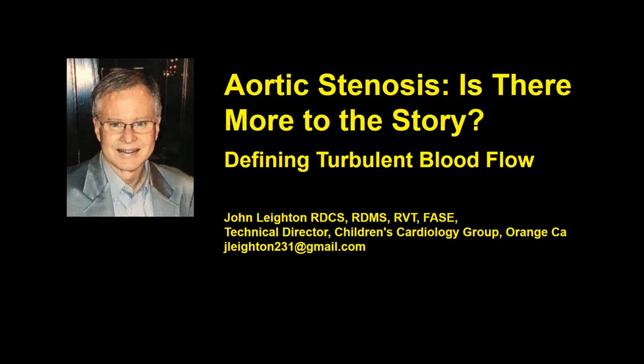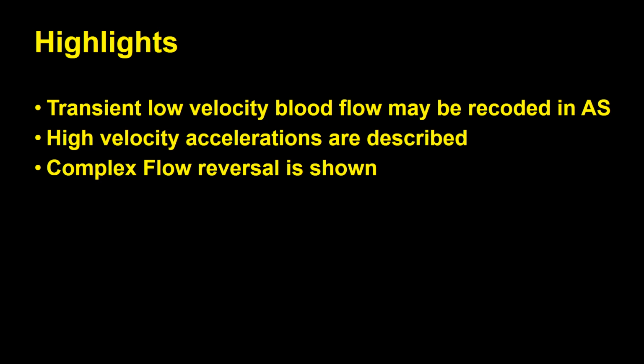We're going to learn how to describe turbulent blood flow. It's just amazing. By changing to a high frequency cardiac probe and placing it in the suprasternal notch, there's a whole world of things that can be seen that just haven't been noticed before, such as transient low velocity blood flow. We're also going to see high velocity accelerations and see how they work. First off, we're going to talk about complex flow reversal and see how that might give us some clues as to how turbulent blood flow works.